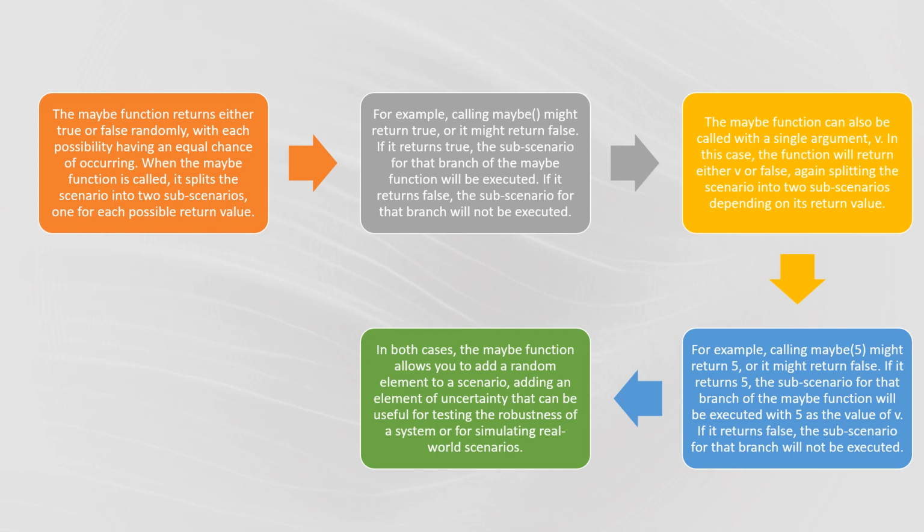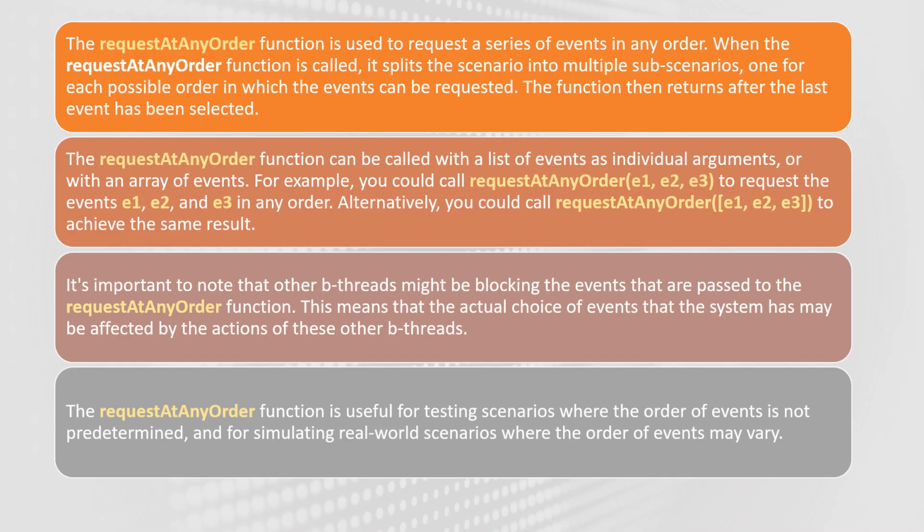The maybe function allows you to add a random element to a scenario, adding an element of uncertainty that can be useful for testing the robustness of a system or for simulating real-world scenarios. This is the last function we will be reviewing. See more functions and tools in the documentation of the BPBase library.